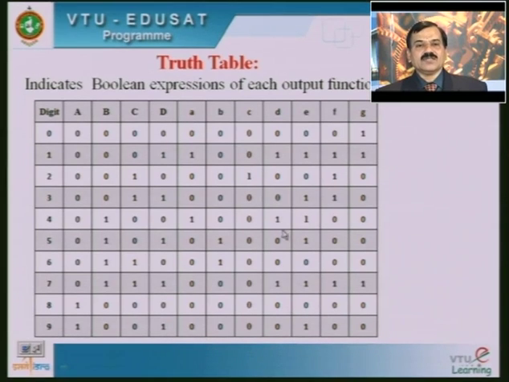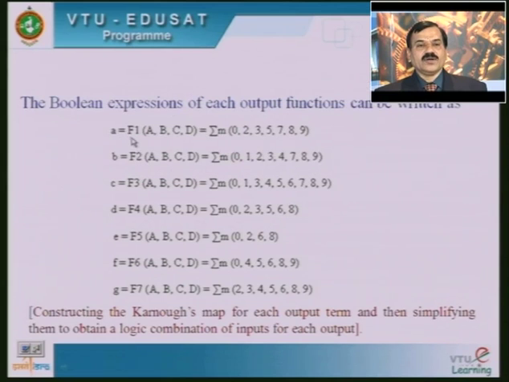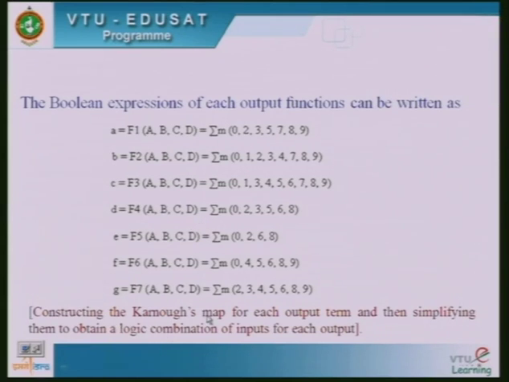So this table is first prepared, and then we are going to write the Boolean expression of each output function. Here we write a special minterm type expression, and then construct the K-maps for each output term, and then simplify them to obtain the logic combination of inputs for each output. Here A, B, C, D are the inputs, and the segment values are marked here.